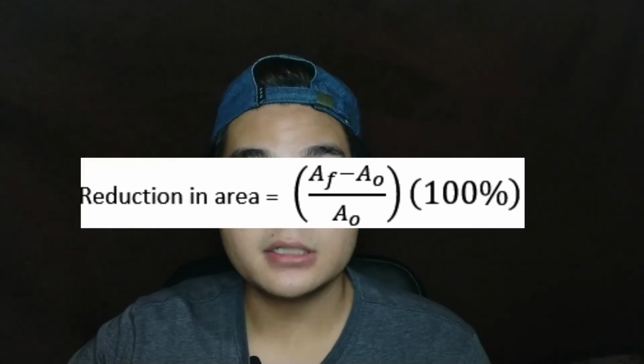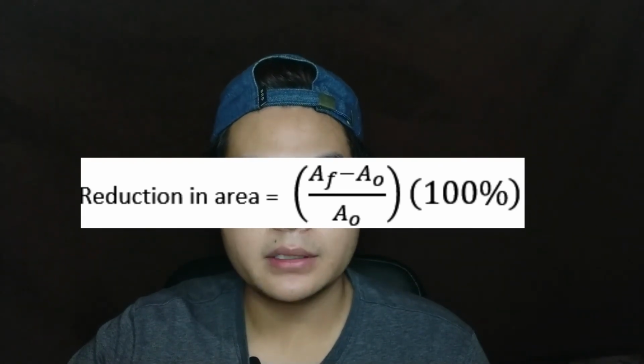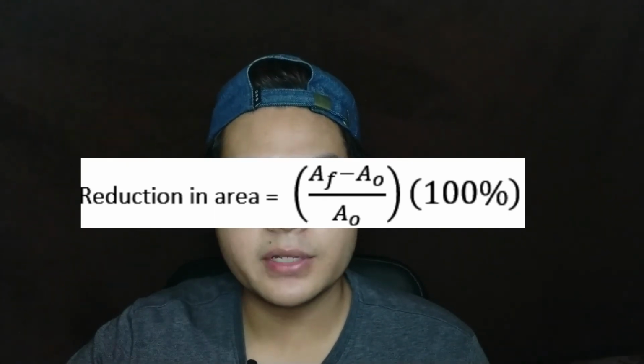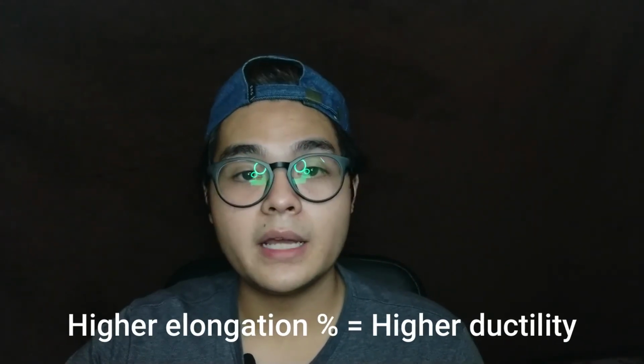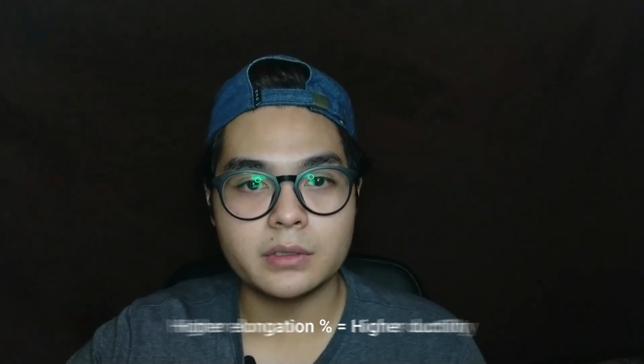Reduction in area. To calculate reduction in area, the formula is: reduction in area equals the initial cross-sectional area minus the final cross-sectional area, divided by the initial cross-sectional area, times 100%. By using this formula, aluminium has the highest reduction in area. Aluminium also has the highest elongation percentage, which also means that aluminium is the more ductile material. On the other hand, the lowest is steel, which is prone to being a brittle material.